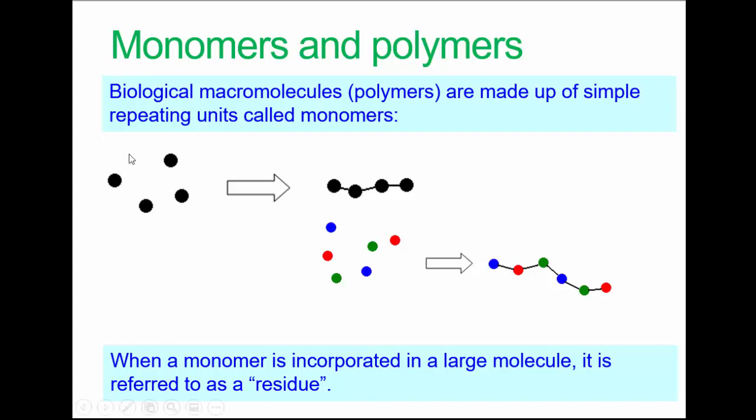So in the first example, where all the monomers are black, these are identical monomers forming a polymer. For example, this may be glucose forming a small part of either cellulose or starch. In the second example, we have different monomers forming a polymer. An example of that would be amino acids forming a protein.